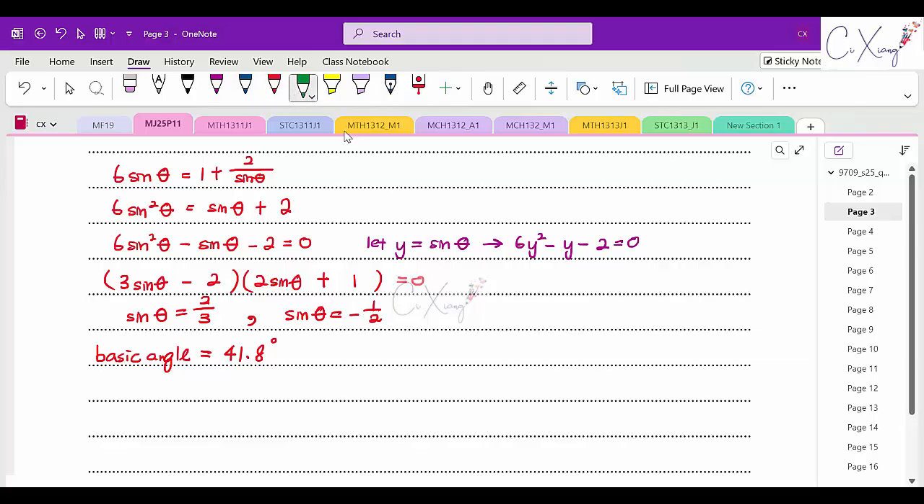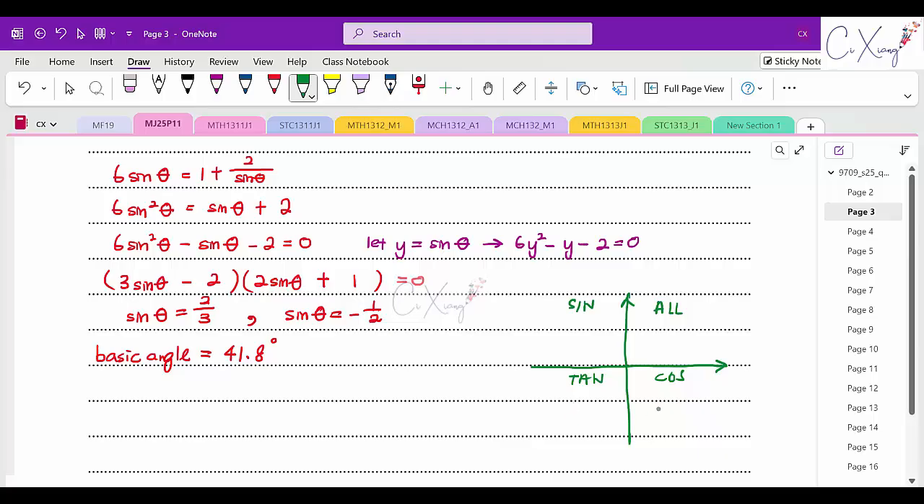Alright, then after that, we need to go through the quadrants to get the final answer. I believe all of us here know the quadrants. In different quadrants, you are having different trigonometric ratios which are positive, right? In the first quadrant, everything is positive. Second quadrant, sine is positive. Third quadrant, tangent is positive. Fourth quadrant, cos is positive. And when you are trying to get all the answers from different quadrants, there is a formula, right?